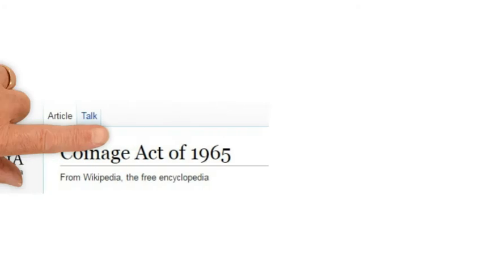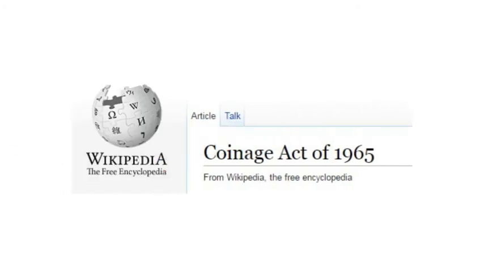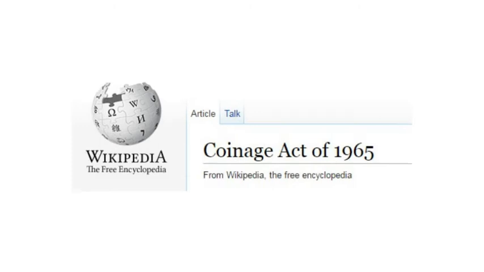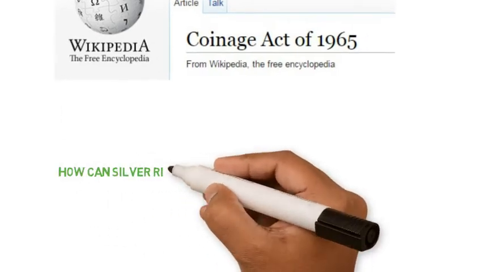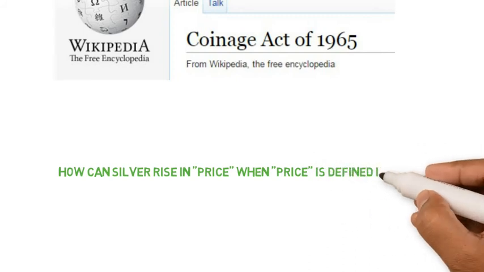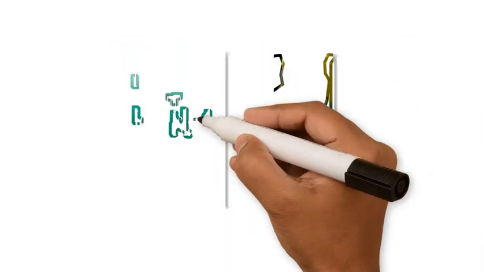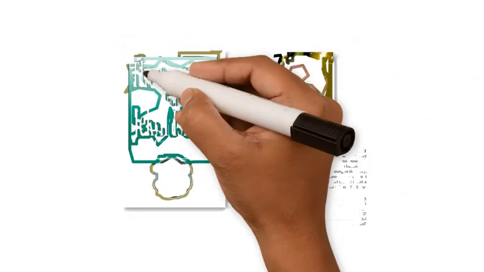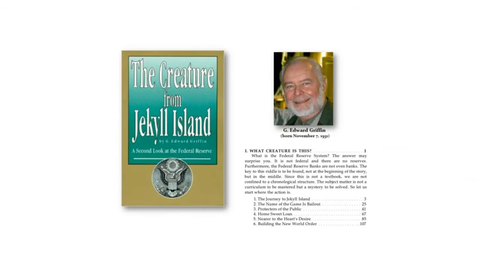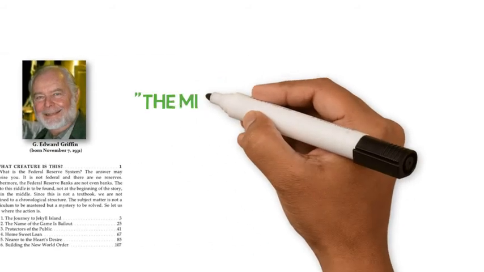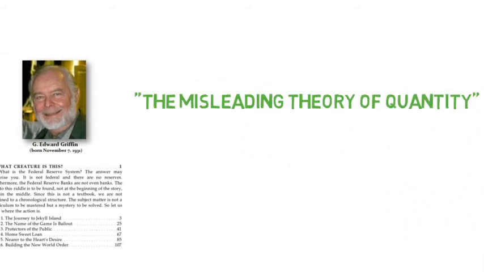If you go to Wikipedia, which has become a dictionary of establishment propaganda, it says the Act of 1965 was in response to coin shortages caused by the rising price of silver. The rising price of silver? Are you sure? How can silver rise in price when the price is defined in silver? Point 1. Point 2. As G. Edward Griffin explains on page 141 of his book, The Creature from Jekyll Island, Wiki has used the old fallacy known as a misleading theory of quantity again.